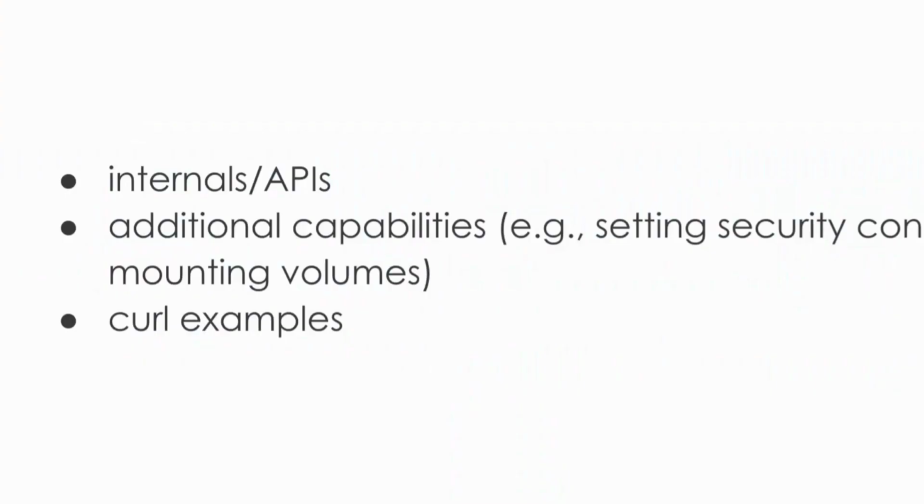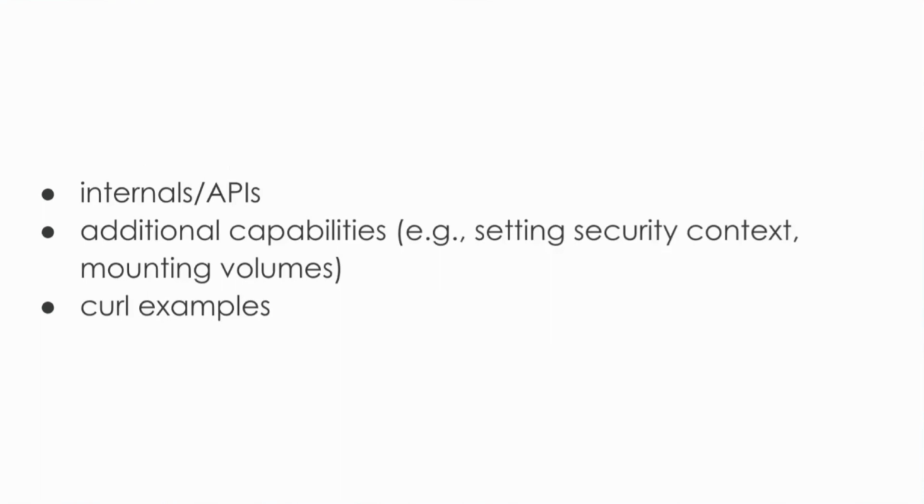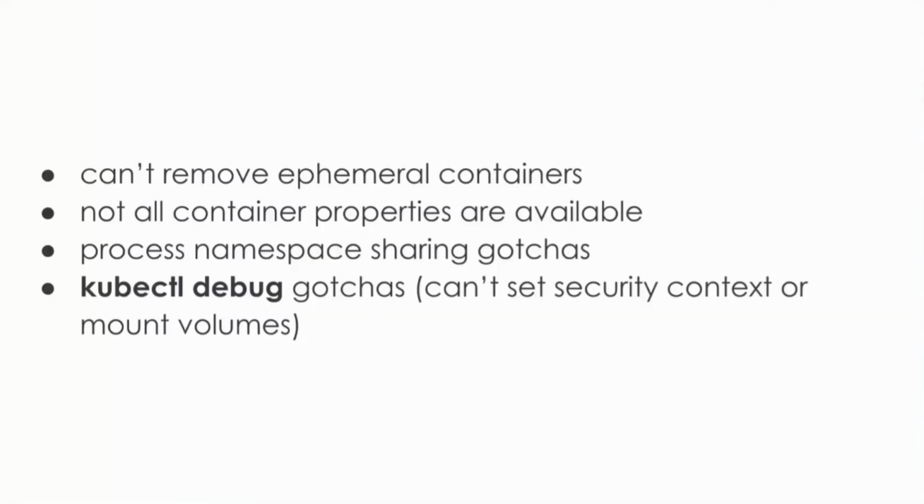You can also use ephemeral containers without the kubectl debug commands. You can use the internal APIs, and that is very interesting because if you have to set the security context, or if we need any additional mounting, which you cannot do by default using kubectl debug, you have to use the APIs for that, the curl examples. Some of the gotchas: you can't remove ephemeral containers. Not all container properties are available, which we discussed. Process namespace sharing, security context and mounting volumes are not there out of the box when you use kubectl debug.